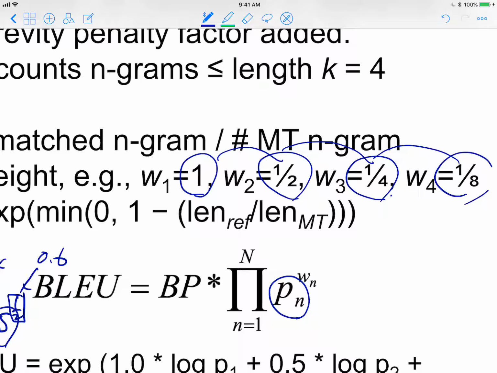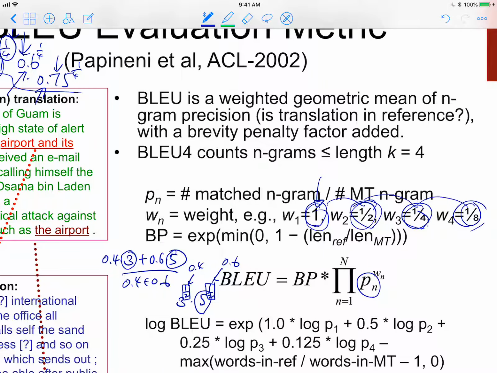It seems like a little bit of a generalized version, but at least you got the idea where we think the unigram precision is the more important one, and the bigram is less important, and less and less. Okay, so that is the meaning of these weights.